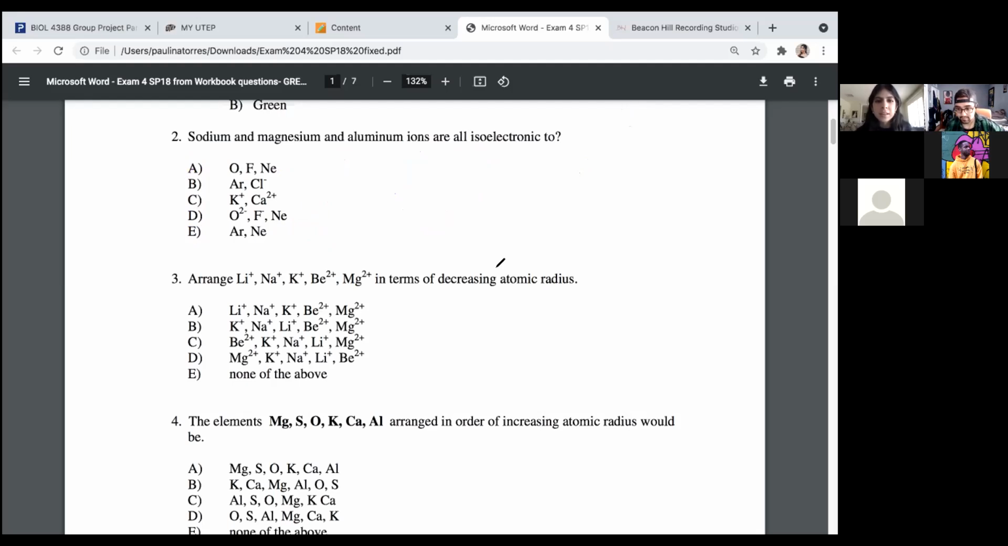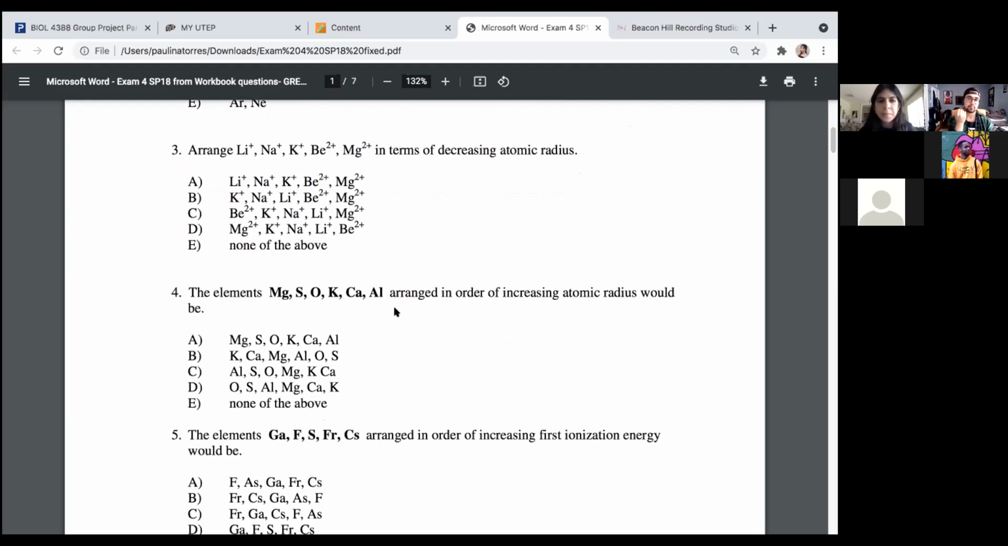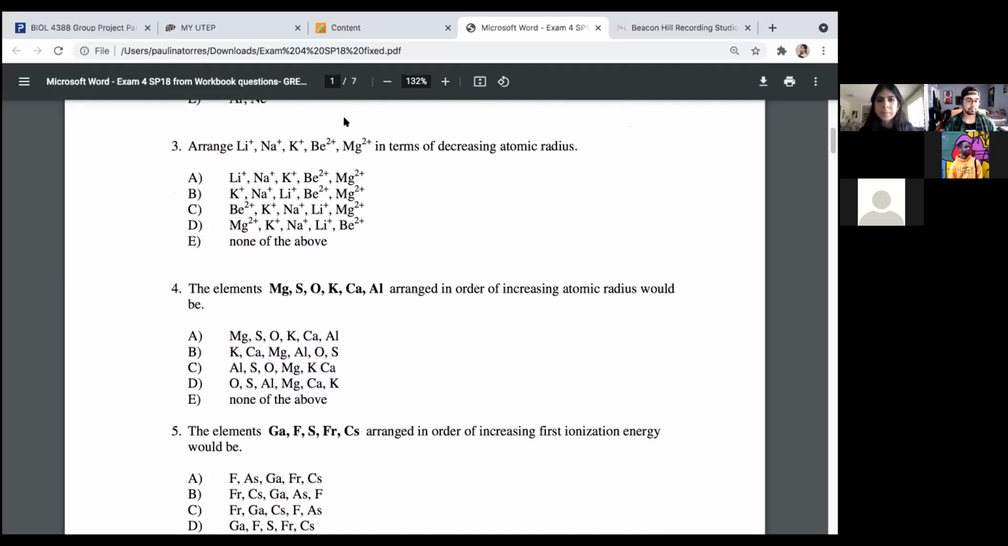All right. So let me scroll down to the next one. There we go. All right. So the next one says: arrange lithium plus, sodium plus, potassium plus, beryllium 2 plus, and magnesium 2 plus in terms of decreasing atomic radius. So this one is going to have to do with periodic trends, right? And they want decreasing. So whenever you get one of these questions, if you have to write it out, write it out. So decreasing, which size is going to go first? Biggest to smallest, yes.